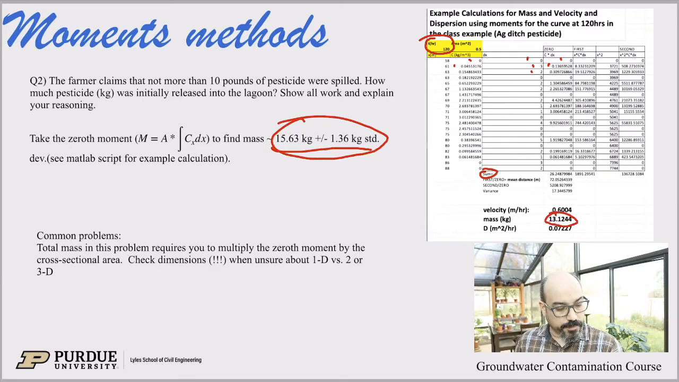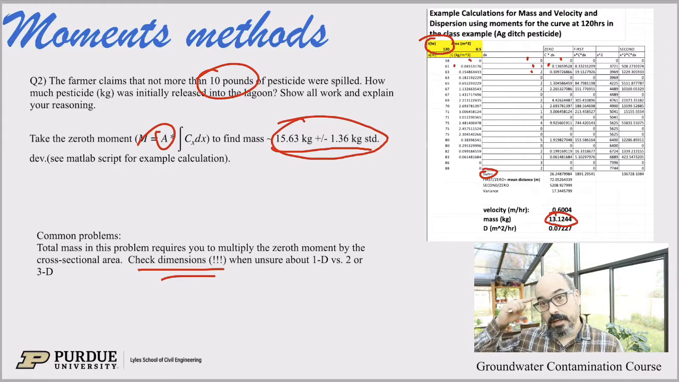Now, if the farmer said he had 10 pounds in the field, obviously we're quite a bit more, right? We're at least twice as much, right? 10 kilograms is 20-some pounds. So there's more that was spilled. So again, check dimensions, make sure that you multiply by the area when you do this 1D problem.